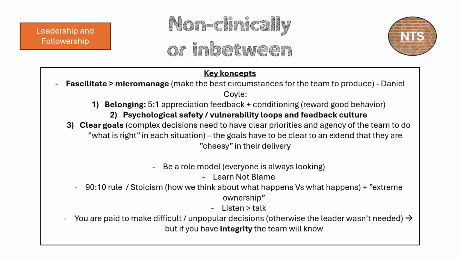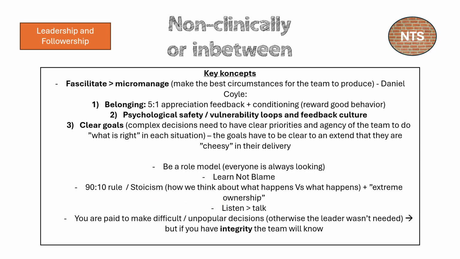Extreme ownership is just like you need to own your decisions. It's from Jocko Willink. You can check out his massive podcasts; they're great, most of them. And we have to listen more than we talk. And if you're an administrative leader, you're paid to make difficult, unpopular decisions. Otherwise you wouldn't be needed as a leader, right? But if you have integrity, the team will usually follow you.